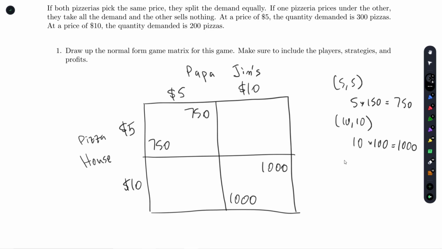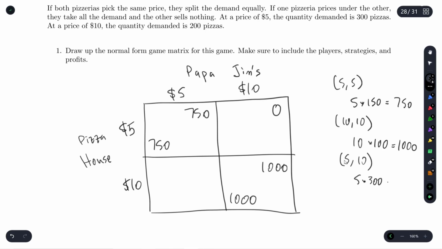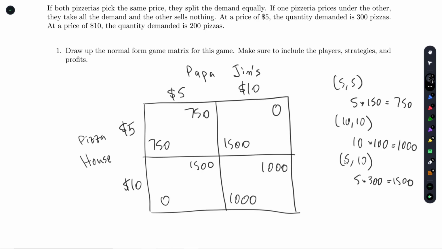Now we need to see what happens when one of the pizzerias undercuts the other. So 5 and 10 or 10 and 5. In this case, the player who chose $10 is going to sell nothing. So in the upper right, that's Papa Jim's. They're going to get nothing, and Pizza House is going to get the entire demand of 300. So that's going to be 5 times 300, which is 1,500. If we look at the lower left, this time Papa Jim's is doing the undercutting. They're going to get 1,500. Pizza House gets nothing. That's our game matrix. Remember that we need to have our 3 components of a game: players, strategies, and payoffs.